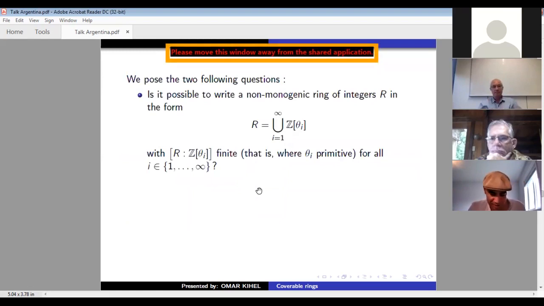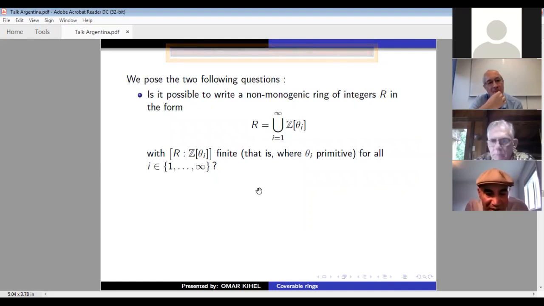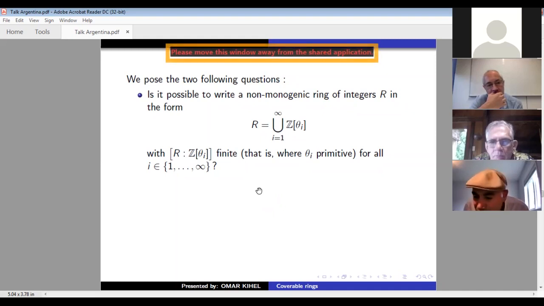Okay, before going to the main result, I would like to ask you a question that I don't know the answer to, so maybe you can help me. Is it possible to write a ring that we know is non-monogenic in the form of a union of Z[theta_i], i from 1 to infinity? Of course, we know that this is possible with time, but here under the condition that every theta_i is primitive. Is it possible to do that?